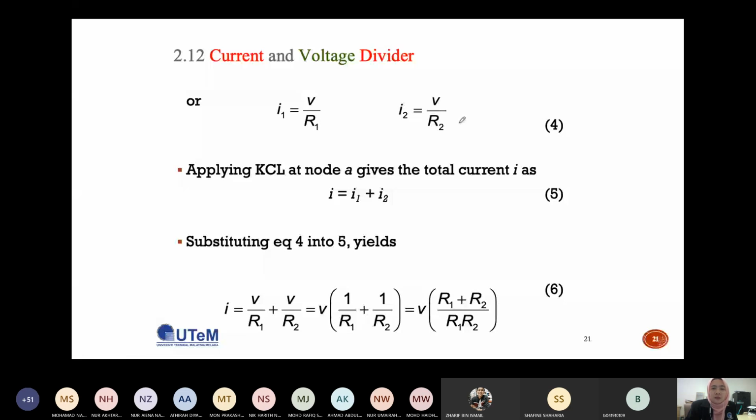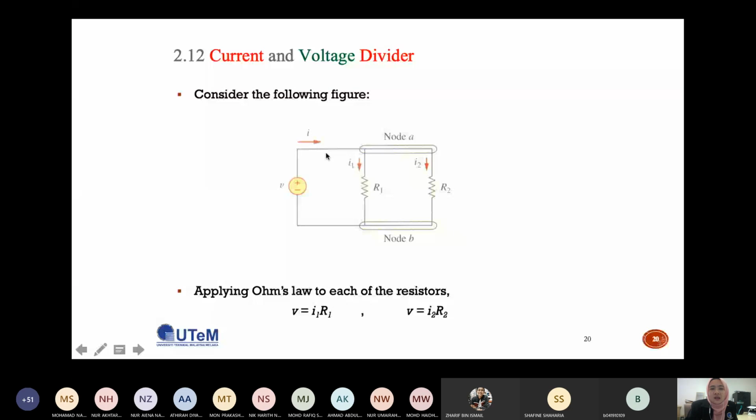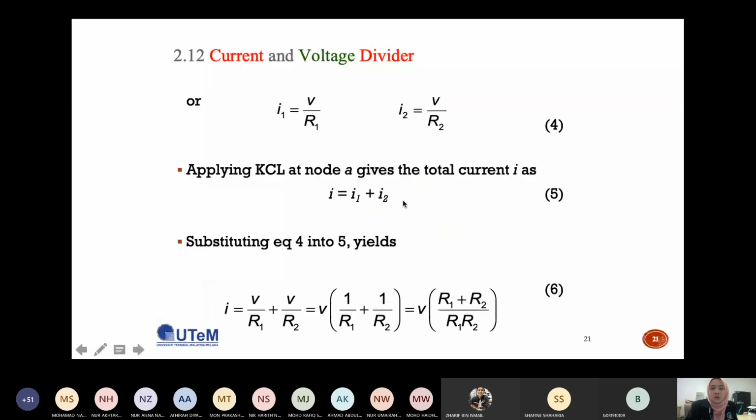So if you apply KCL at node A, I is equal to I1 plus I2. Okay, so you have equation 5 where I equals I1 plus I2, and by substituting equation 4 into equation 5, you will have I equals I1, where I1 is V over R1, plus I2 where I2 is V over R2. Okay, so you can simplify this equation and you will get I equals V multiplied with R1 plus R2 divided by R1 R2.